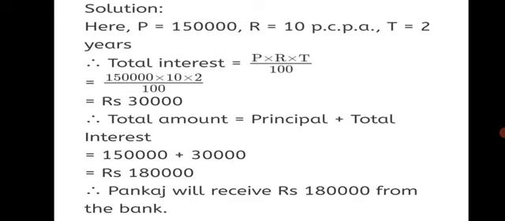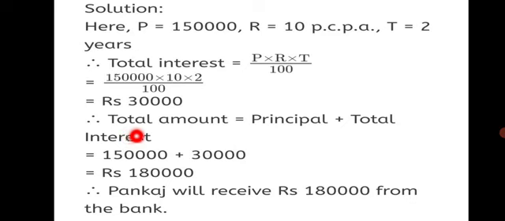Therefore, total interest is equal to P into R into T upon 100, which is 1,50,000 into 10 into 2 upon 100. Once you substitute the values of P, R, T here, you will do the calculation. Reduce the number of zeros and you will get the answer 30,000. 30,000 is our interest and we have to find the total amount.